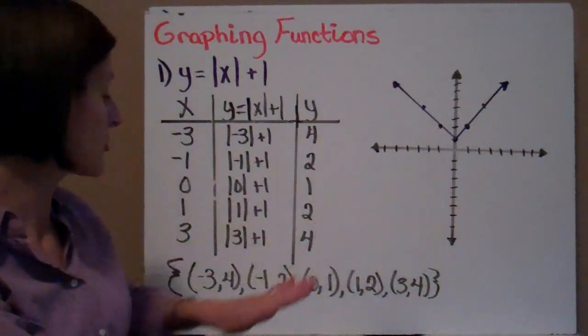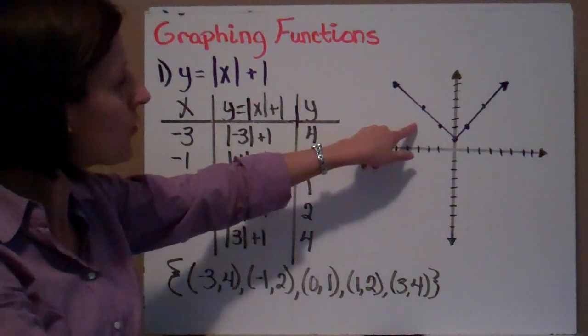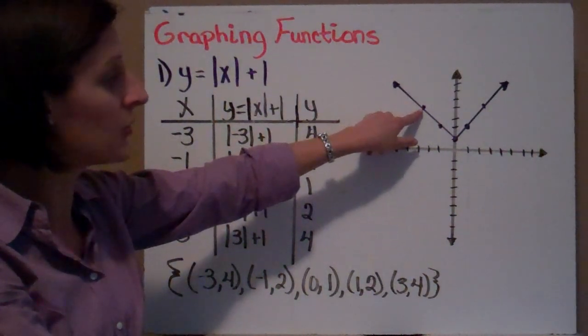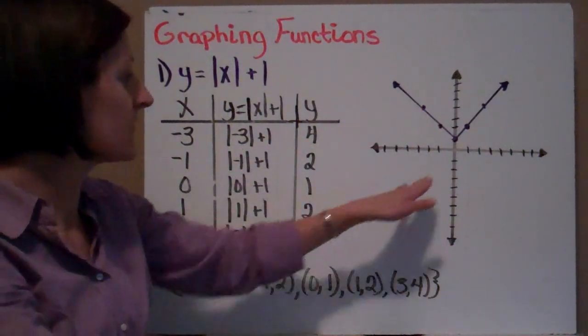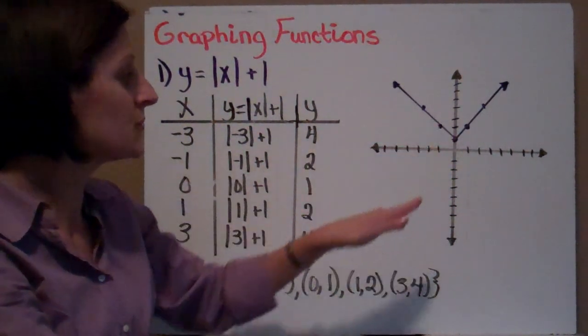So I'm going to come over here and graph them. First one is -3. Go over -3. Up 4. 1, 2, 3, 4. And put a dot. The next one's -1, 2. So go over to -1. Go up 2. 1, 2. Put your dot.